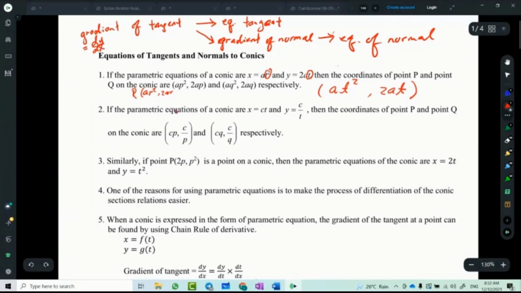Then second one, if the parametric equation, okay, sama juga lah ini. If you have a parameter equation like that, so generally the coordinate is ct, c over t generally. And if you have a special point P, the parameter will change. A special point Q, parameter will change according to the name of the point. Okay. Then number 3, similarly if, okay, number 1, number 2 adalah when you are given the parametric equation, then you can get the coordinate point.